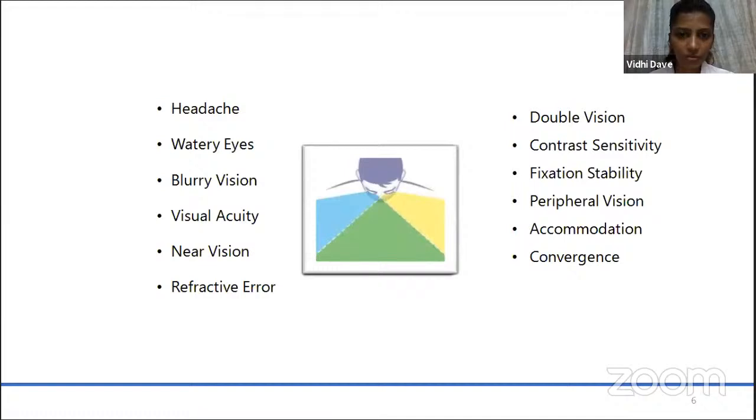Then there is peripheral vision. So what we see here in blue and yellow is the peripheral visual range. Okay, and the one that we see in green is the fixation stability, fixation gaze. Okay, so the peripheral vision is usually 90 degrees on both the sides. So it's almost near to 180 degrees.